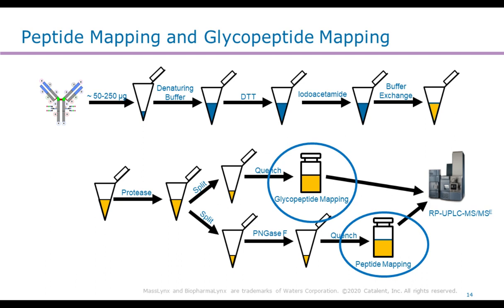We'll do this for a specified amount of time, and the reaction will be split into two different aliquots. The first aliquot, at the top, will be quenched right away with acid and will become our glycopeptide mapping sample. The second aliquot will be treated with PNGase F, which is a peptide N-glycanase F. It's an enzyme that's used to cleave N-glycans from polypeptide chains. We will then quench the second reaction after it's been treated with PNGase F, and both samples will be analyzed at different times using the reverse phase UPLC-MS technique that we developed in-house.